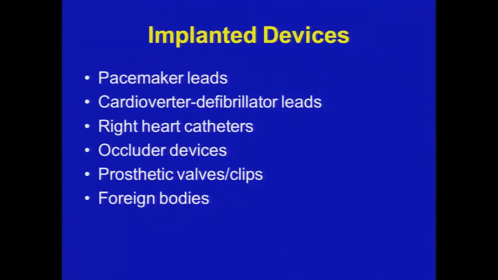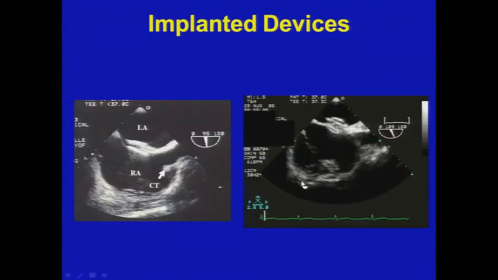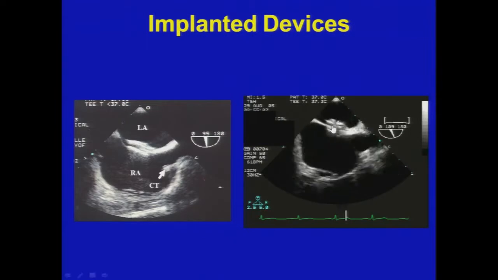Implanted devices could include pacemaker leads, defibrillator leads, catheters within the right heart, occluder devices, prosthetic valves and clips, and will include foreign bodies that migrate to the heart. So here's an example of an Amplatzer septal occluder, properly placed, TEE. This is the left atrium and the right atrium. And I just point out this right here, this ridge.